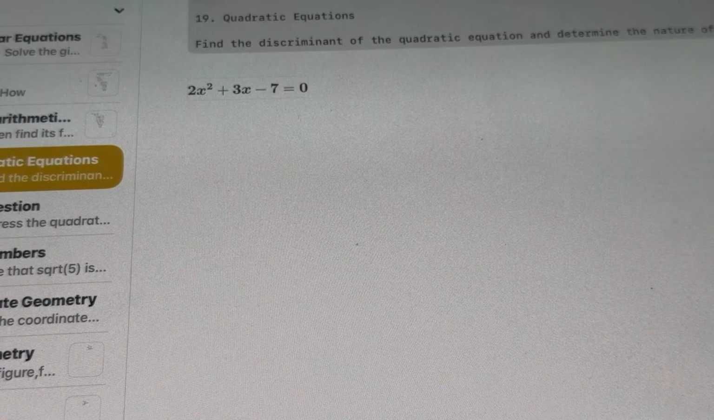Now we are going on to solve the next problem. So it is based on quadratic equations. Find the discriminant of the quadratic equation and determine the nature of the roots. So 2x square plus 3x minus 7.